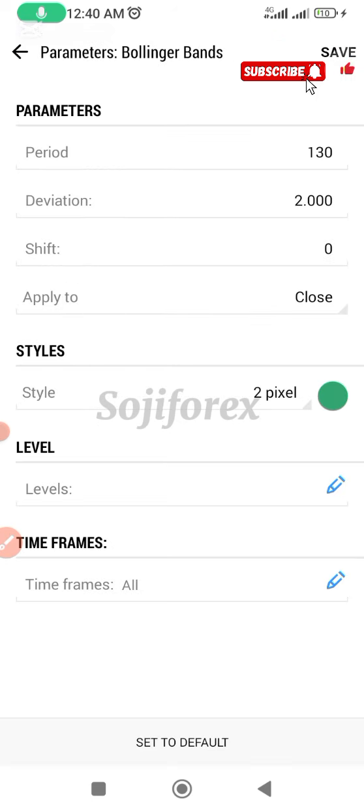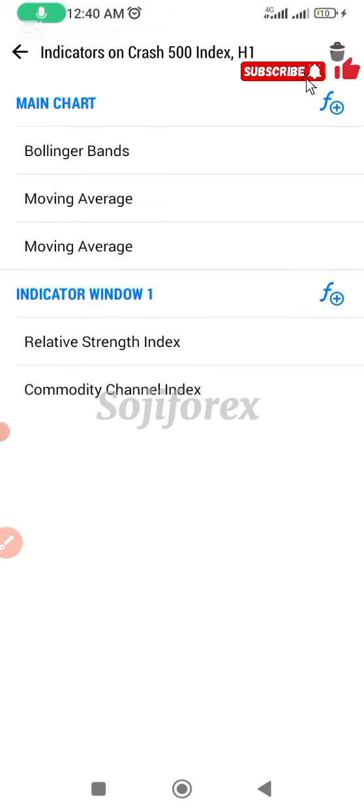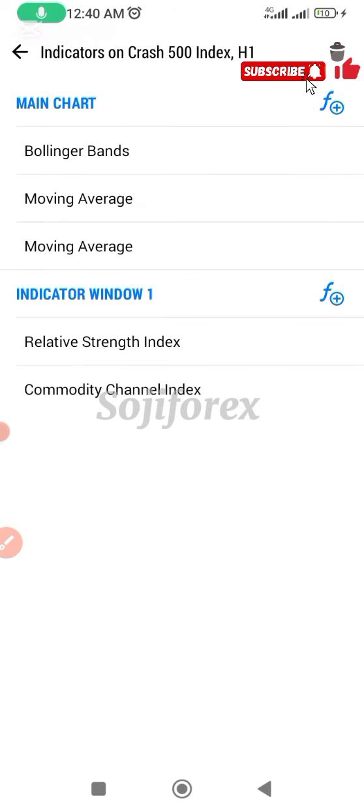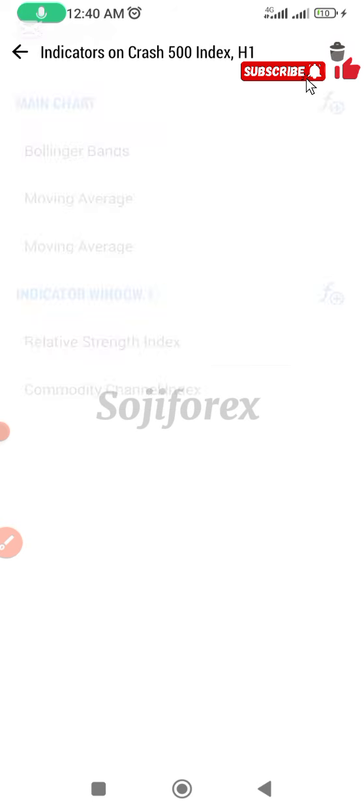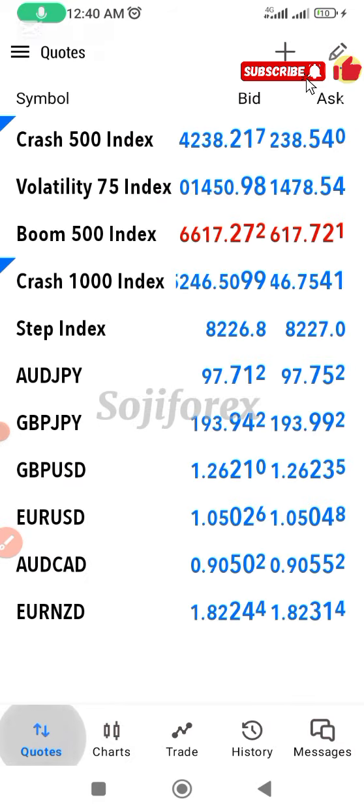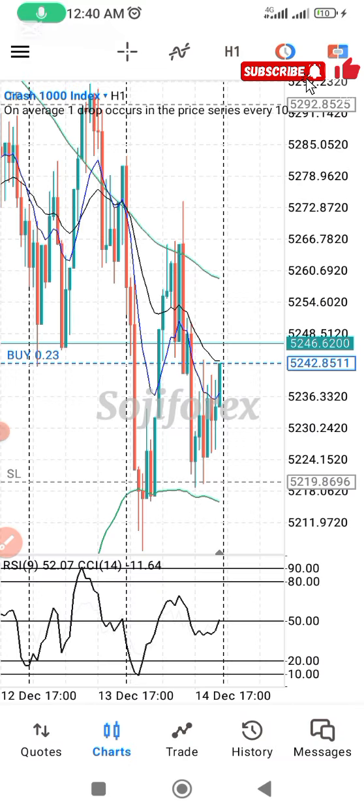This is the Bollinger Band setup. Take a screenshot of this, the moving average setup. Screenshot this and do the setting on your own. This is proven, this is tradable, this is working. All you need to do is go ahead to your chart and implement this strategy.